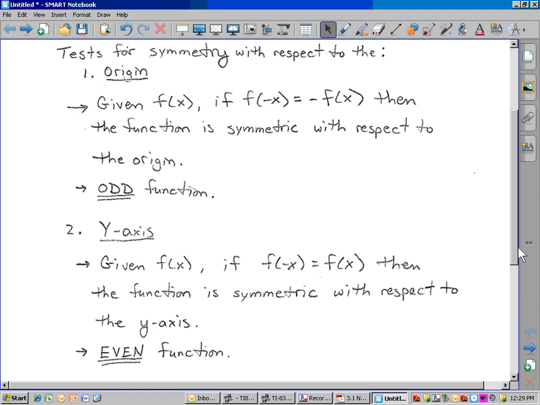Okay, so that's the test that we're going to apply. Probably a lot more there than it really is. It's not much work. You're going to see it's a very simple test.